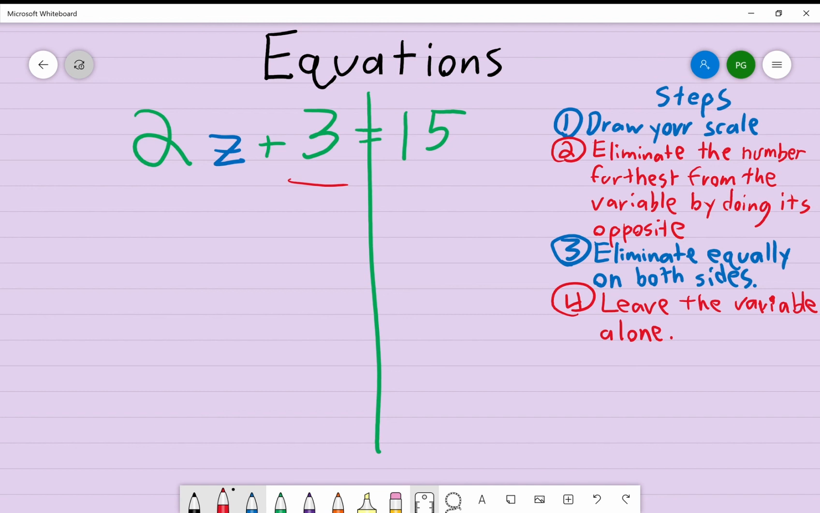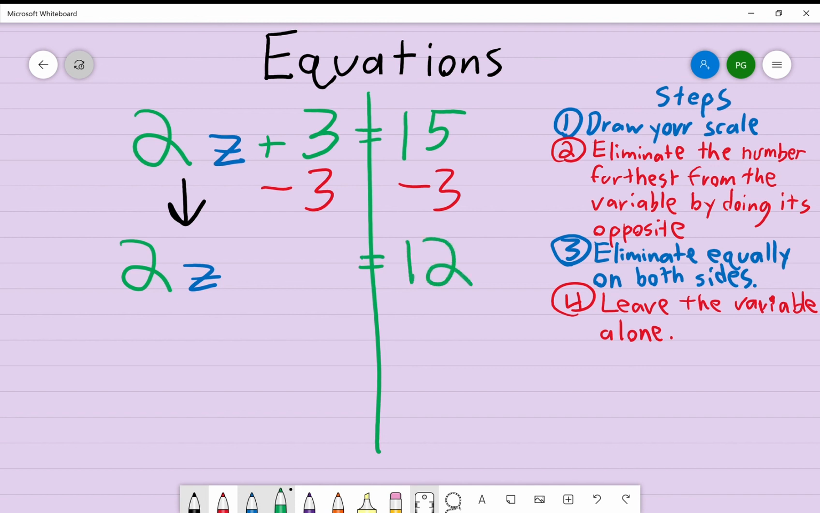What's the opposite of plus 3? Minus 3. So I'm going to subtract by 3. Step 3 tells me I have to do the same on both sides, so I'm going to subtract by 3 on the other side too. Okay, the 2z I can bring down. And then 3 minus 3 is going to be 0. I don't have to write that down. I bring down my equal sign, and 15 minus 3 is 12. Nearly done.